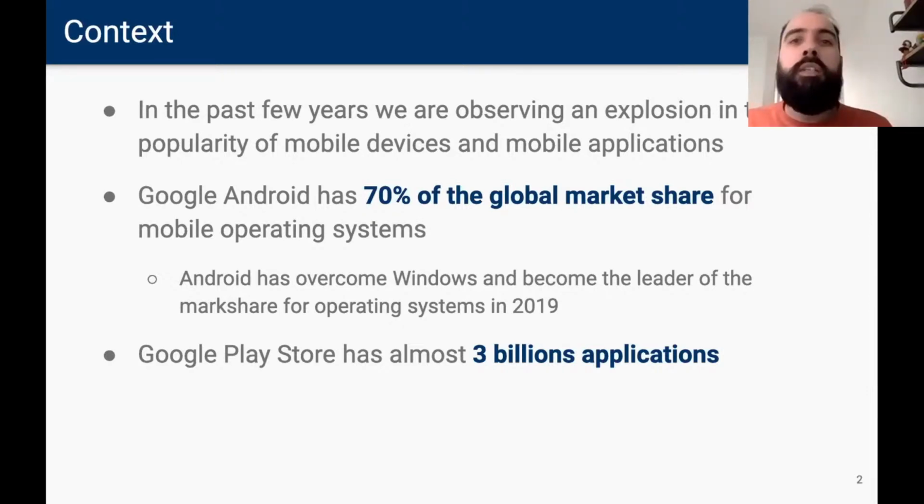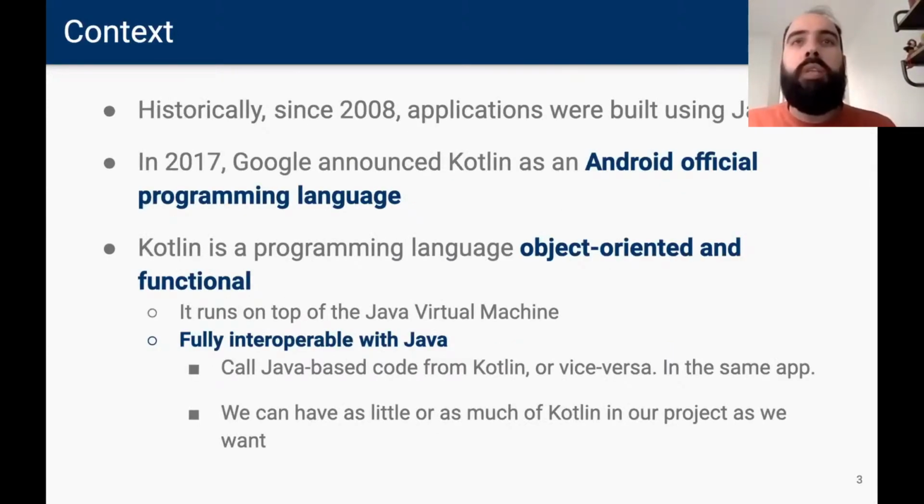Historically, since the first release of Android in 2008, applications were built using Java. But this changed in 2017 when Google announced Kotlin as an official Android programming language. Kotlin, which was created by JetBrains, is a programming language that combines object-oriented and functional features. And it runs on top of the Java virtual machine. So it means that Kotlin and Java share the same bytecode.